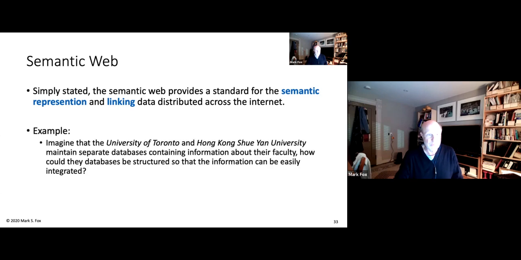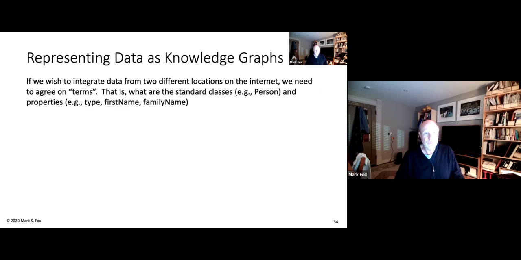Okay, so imagine that the University of Toronto and Hong Kong Shue Yan University maintain separate databases on their own servers containing information about their faculty. How could the databases be structured so that the information can be easily integrated? If we wish to integrate data from your university and data from my university, the best way to achieve that, perhaps, is to come to an agreement on what are the concepts, what are the properties that we're going to use to represent that data.